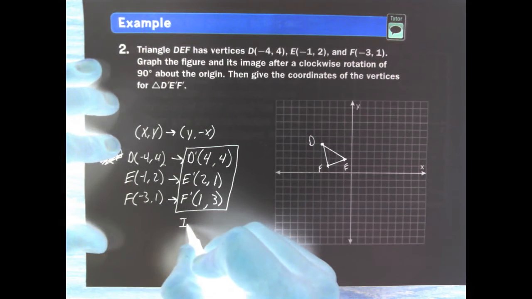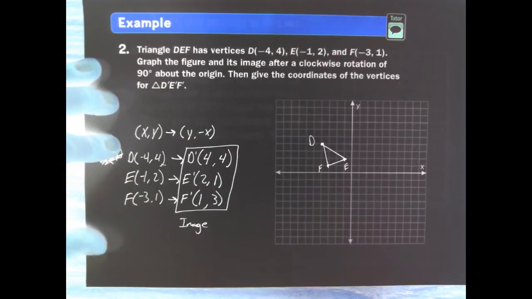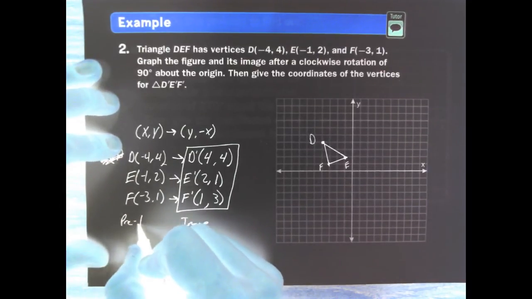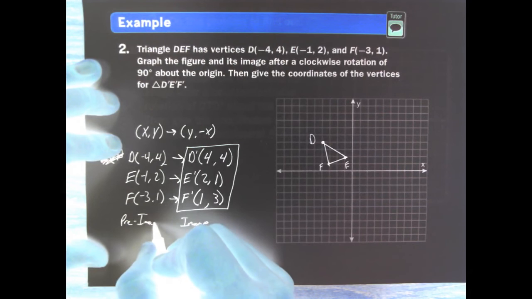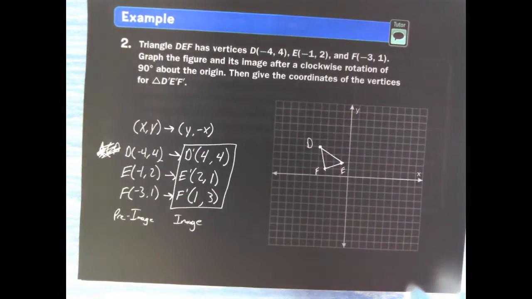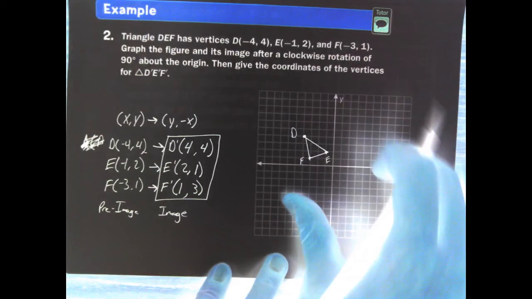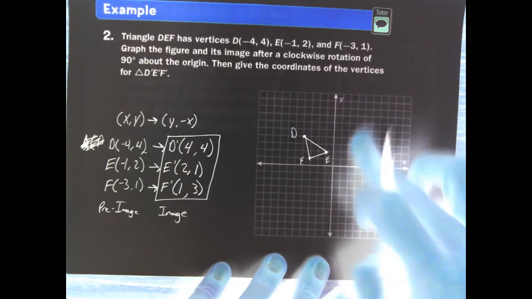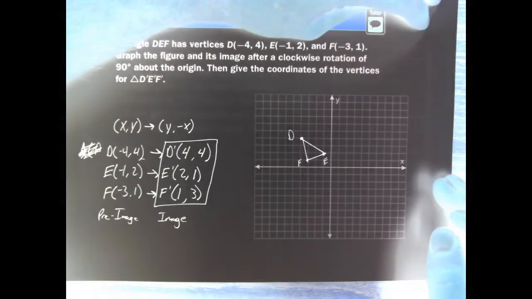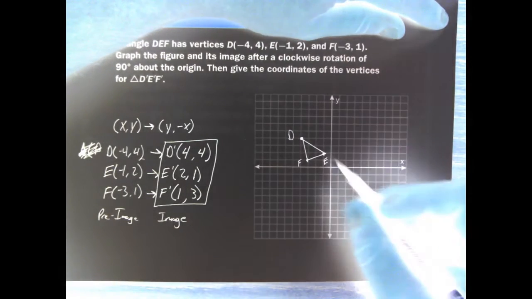Okay, my image. And again, just a reminder, what you call it when you start is the pre-image. Pre-image to image. So let's graph it and see how it looks. Okay, again, I can visualize, I know I'm going to rotate this whole thing, so it's going to be somewhere over in here. The orientation, however, is going to be a little bit hard to visualize. So that's why we have a rule.